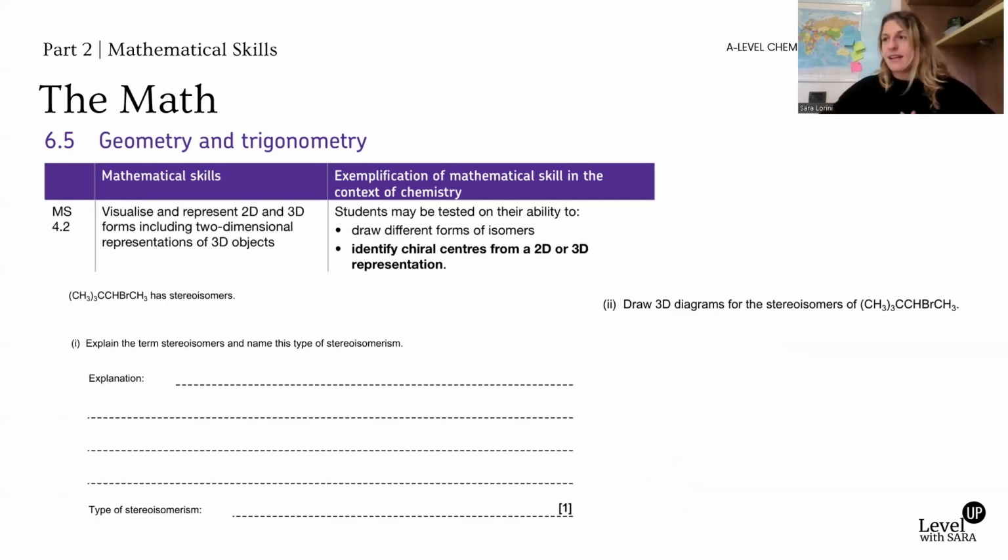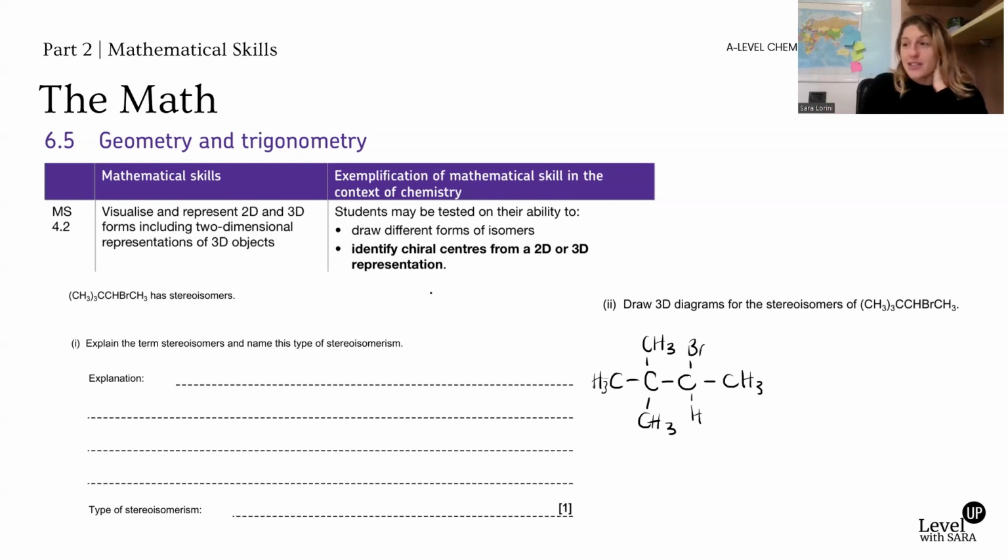Next one. Identify chiral centers from 2D and 3D representation. This is for year 13. And I would suggest you give it a go, because it's very important that you actually get the drawing when you do this type of question.